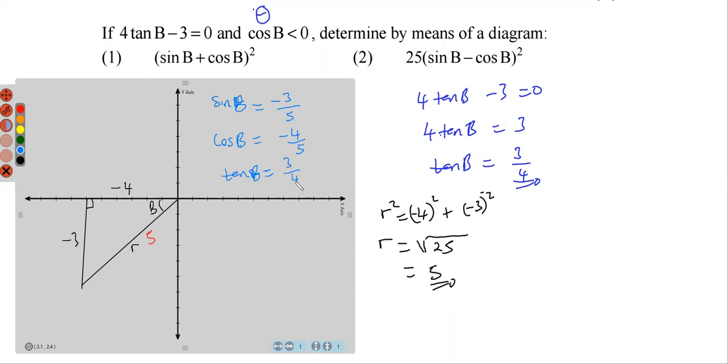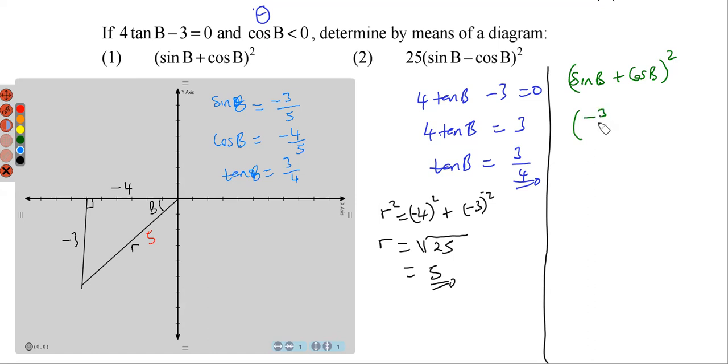Now, what do we do next? What we do next here is to solve the solution now. What we are looking at is sine B plus cos B, and we're squaring that. So what is our sine B? Let's come back to our trigs here. It's negative 3 over 5 plus cos B, which is negative 4 over 5. We're squaring that.